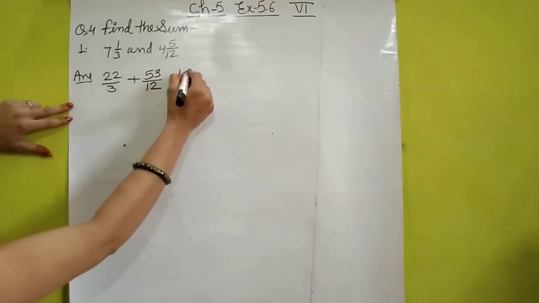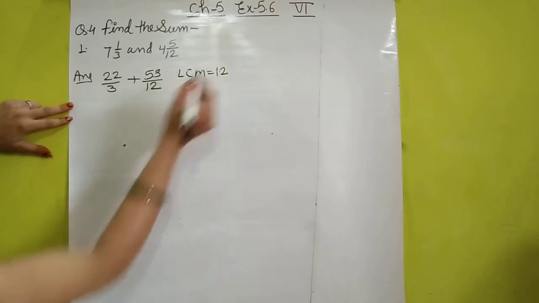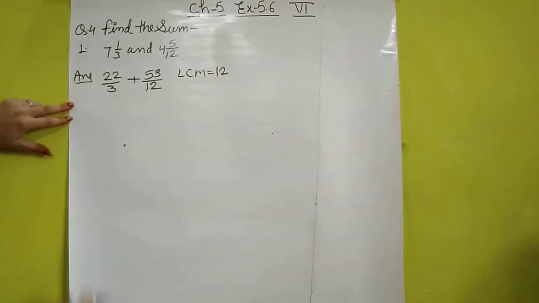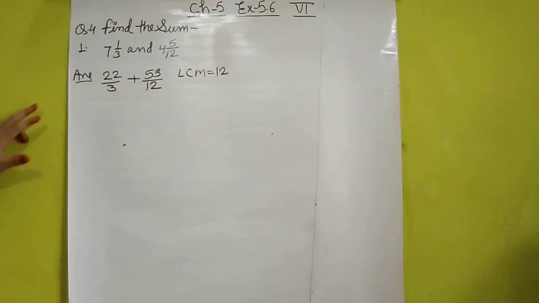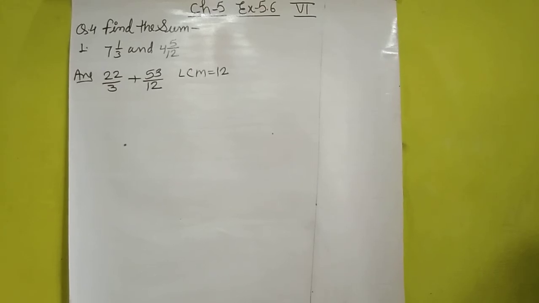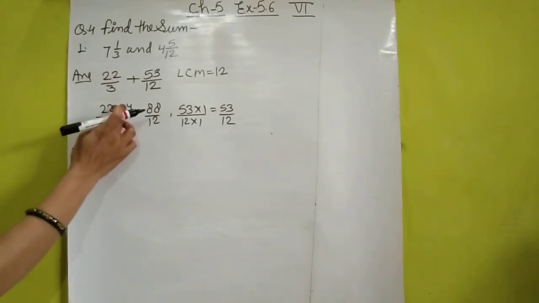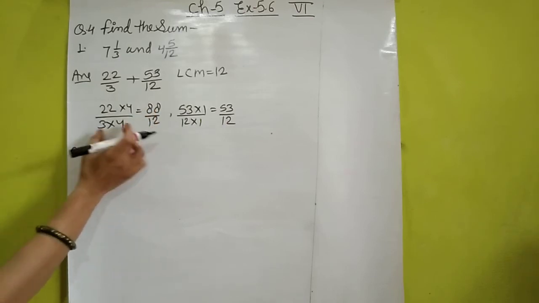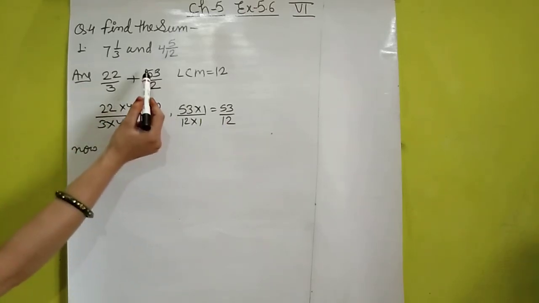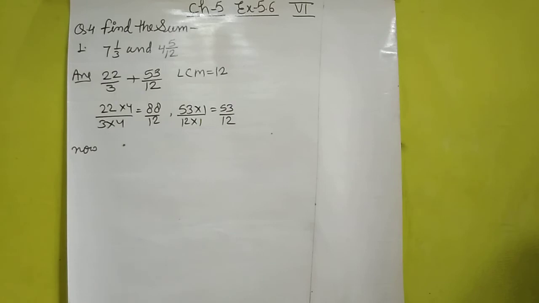So you will take LCM, and this LCM will be 12. Now 1 fraction I will take, and I will make denominator same. So first of all, I will take 22 upon 3, and this 3 I will multiply by 4. Now students, 22 upon 3 I have multiplied by 4. Now 22 4s are 88, then 3 4s are 12, and here 53 upon 12, already downside 12 is given, so I have multiplied with 1. So 53 upon 12 will come as it is.